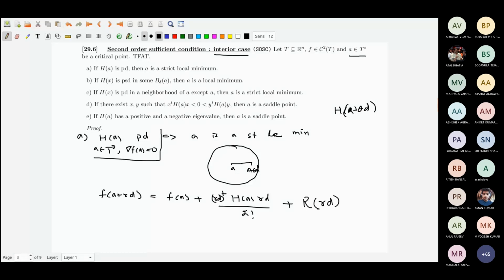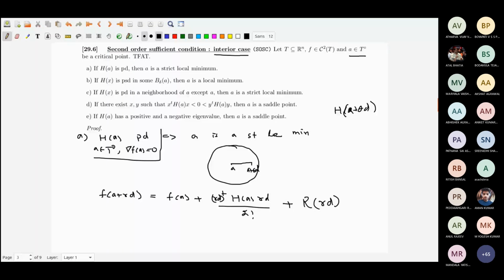The remainder term R of RD is of order more than second order. We do not actually use the word degree and so on. We simply say the limit as R goes to 0 of R of RD divided by R square equals 0. So essentially this is a term which behaves as if it is a higher degree term compared to the second degree term.